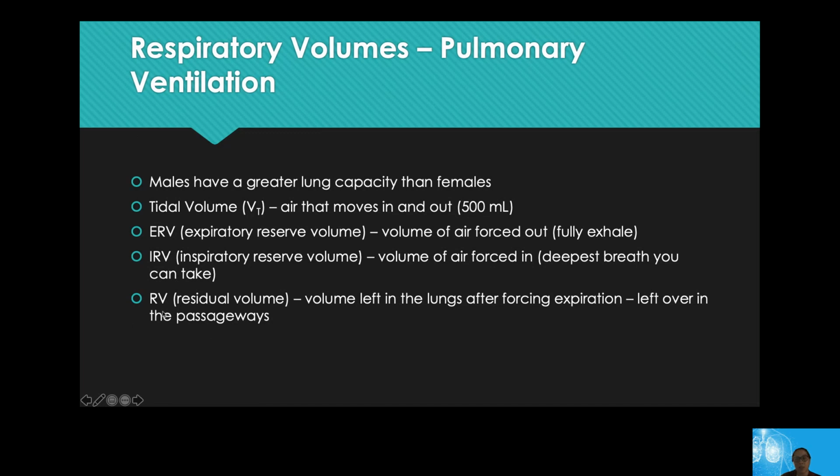But there is always going to be a small amount of air left behind in the passageways of your respiratory tract, and that's known as your residual volume. And this stays inside the passageways and doesn't leave. It gets exchanged a small amount each time you take a breath, but that residual volume is part of why your lungs avoid collapsing every time you exhale.